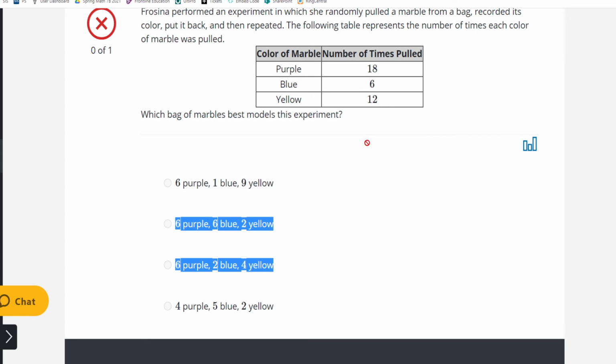So now we're looking at these two, because purple has the most or tied in both of these. Next we're looking for yellow. So yellow needs to have the second most. And if I look, this has 2 yellow and 6 blue. But if I look here, blue should be smaller. Blue should be the smallest, right? Which means that this choice here, where I have 6 purple, 2 blue, 4 yellow, is the one we want to pick, because that goes with how our table goes, right? Purple has the most, yellow is the second, blue is the smallest here.